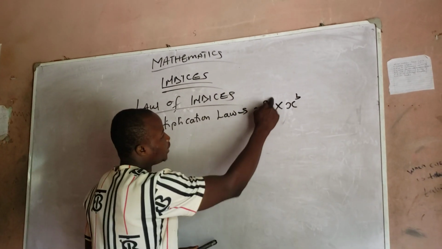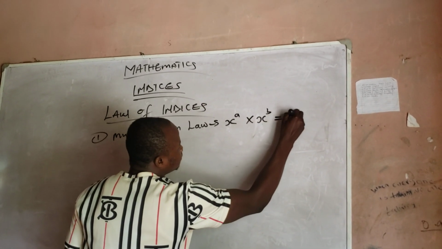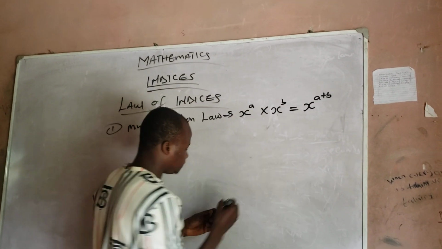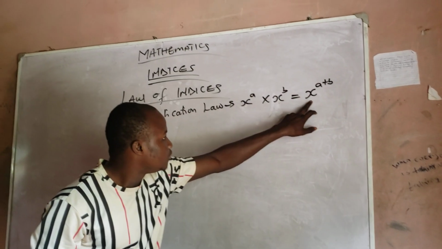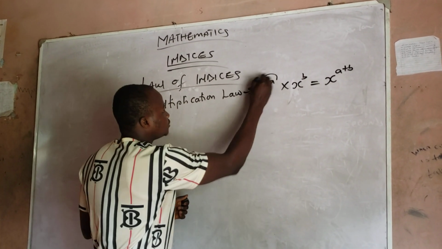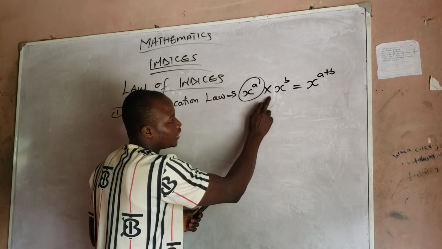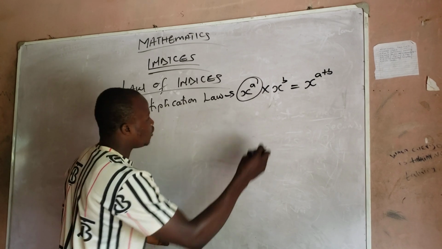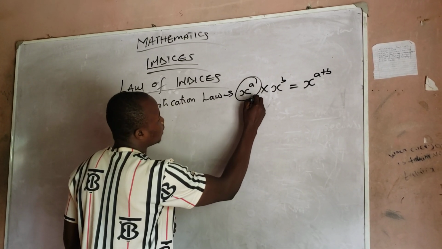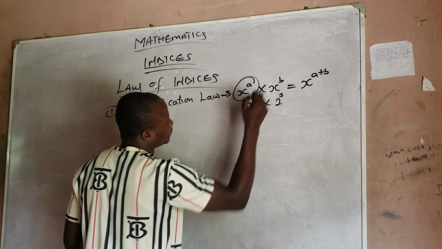So x raised to power a times x raised to power b will give us x raised to power a plus b. Since we have equal base, just pick one of them, which is this one. Then you have x raised to power a. Because of this multiplication sign, you add the power, which is what? b. Or another example is 2 raised to power 2 times 2 raised to power 3.